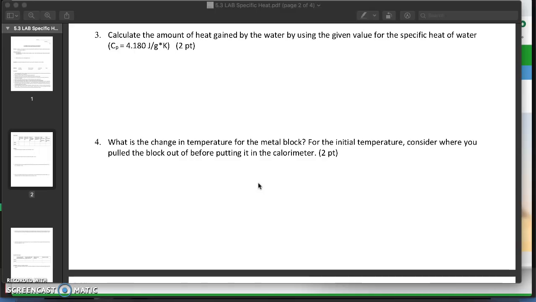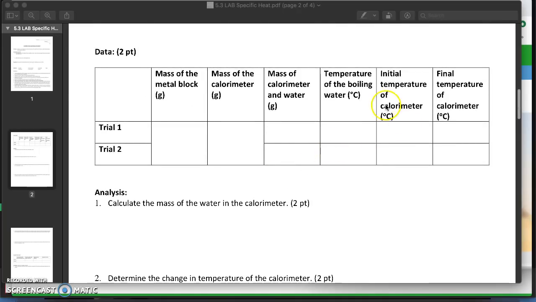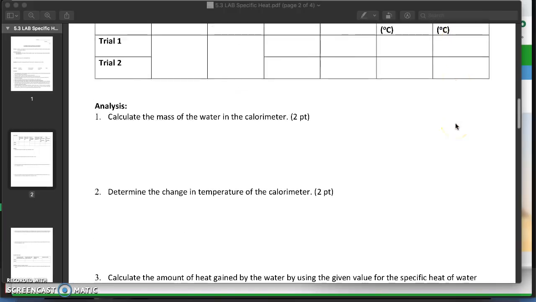For the change in temperature of the metal block, I gave you a hint here, right? For the initial temperature, consider where you pulled the block out of before putting it in the calorimeter. Hopefully you recognize that you would have pulled it out of the boiling water. So that would be your initial temperature. Your final temperature is also the temperature of the calorimeter.